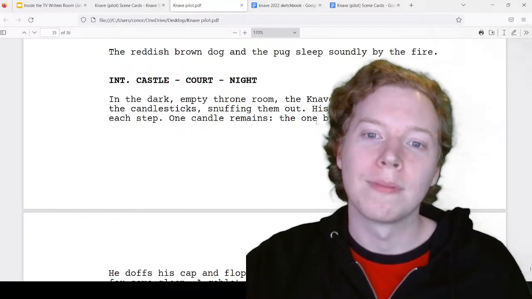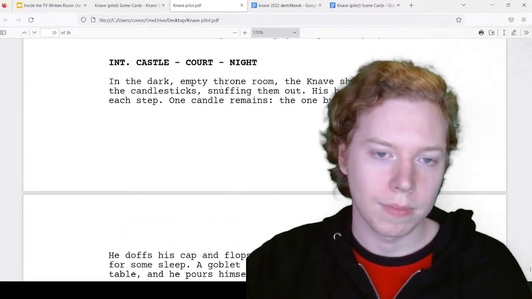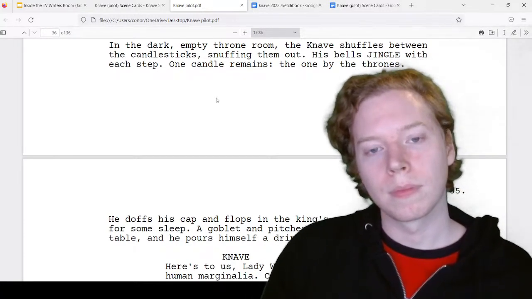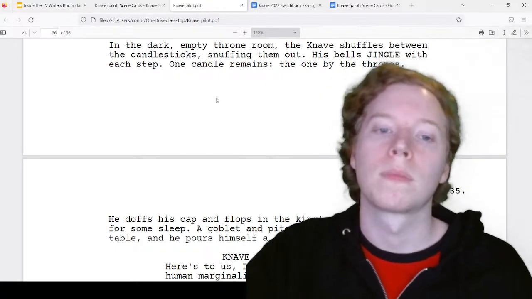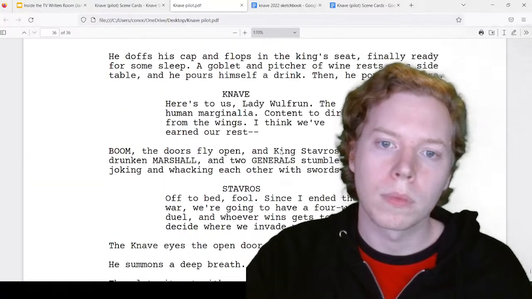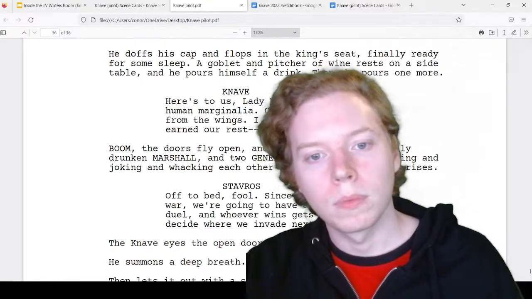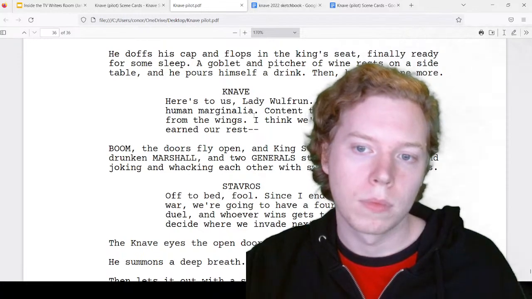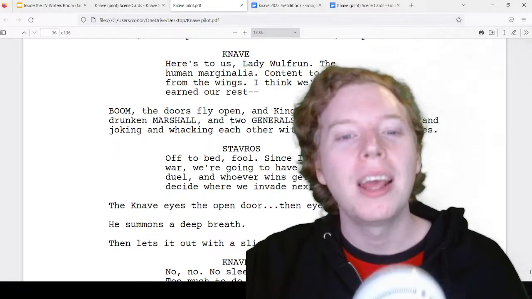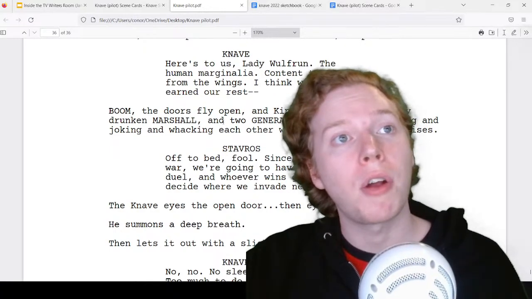The reddish-brown dog and the pug sleep soundly by the fire. Interior, castle court, night. In the dark, empty throne room, the knave shuffles between the candlesticks, snuffing them out. His bells jingle with each step. One candle remains, the one by the thrones. He doffs his cap and flops in the king's seat, finally ready for some sleep. A goblet and pitcher of wine rests on his side table, and he pours himself a drink. Then he pours one more. Here's to us, Lady Wolfram, the human marginalia, content to direct from the wings. I think we've earned our rest.